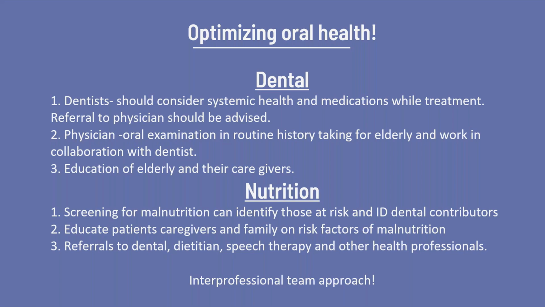Lastly, the elderly population should be educated along with their caregivers on their oral health status so that they can maintain the optimal level of their oral health. They should also be educated on the relevance of oral health to systemic disease. Also with nutrition, really we should look at screening for malnutrition and how that can identify those at risk for potential dental problems and contributors to malnutrition.